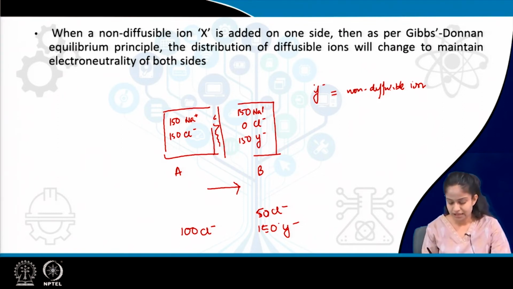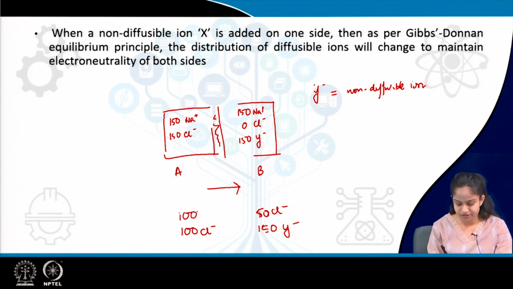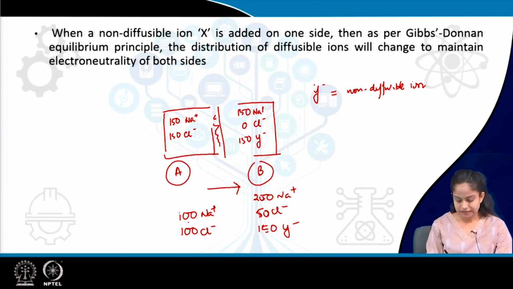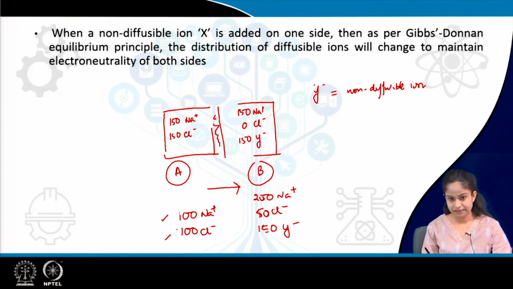Now, what will happen? Since more anions are present in solution B, sodium will tend to get transferred from solution A to B. So, there will be 100 sodium ions in solution A, and another 50 sodium ions will get transferred to solution B, which will result in 200 sodium ions in solution B. So, now you can see the cations, 100, are present in solution A. In solution B, the anions are 150 and 50, that is 200, and cations 200 sodium. This is already according to the rule.